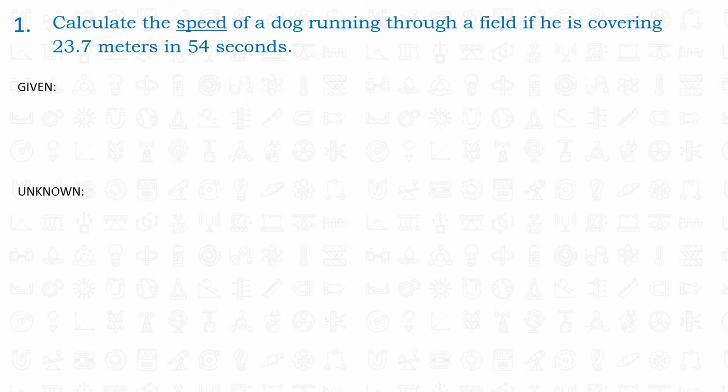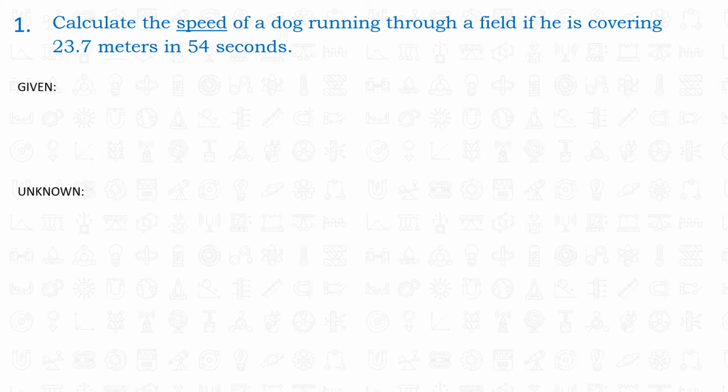The first problem says, calculate the speed of a dog running through a field if he is covering 23.7 meters in 54 seconds. It's always a good idea to figure out what is given to us and what needs to be found. So the unknown, what do we solve for? Calculate the speed. It's underlined. They won't always be underlined, but this one is.